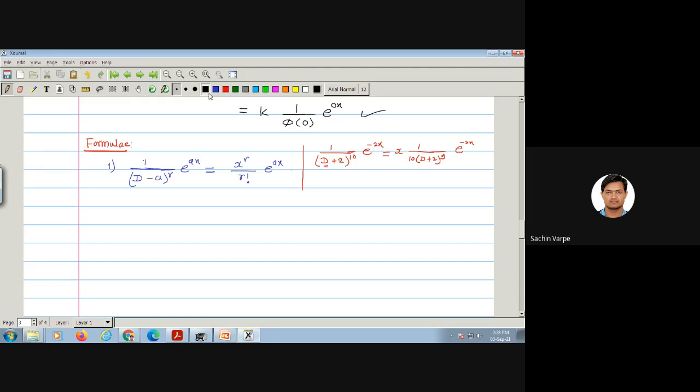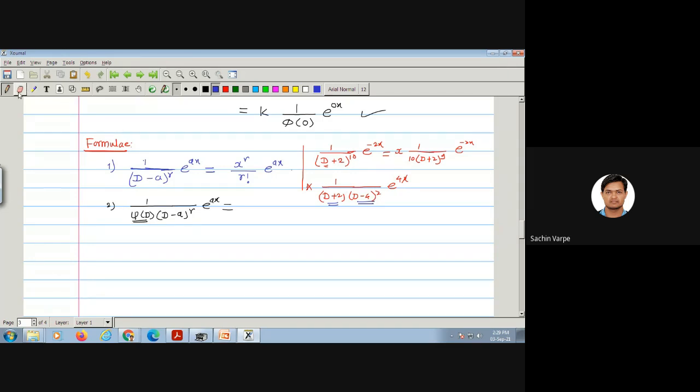Now the question is, sometimes we have 1 upon psi of d into (d minus a) raised to r, e to the power ax, where psi of d is a function that does not have any problem at a, which is not 0 at a. Can we have such factors? The question can be like this: phi of d is (d plus 2) into (d minus 4) whole square, into e to the power 4x. Can we have phi of d like this? We can. So which is the problematic factor? This one. We don't have any problem with the other factor. We can directly replace d by 4.